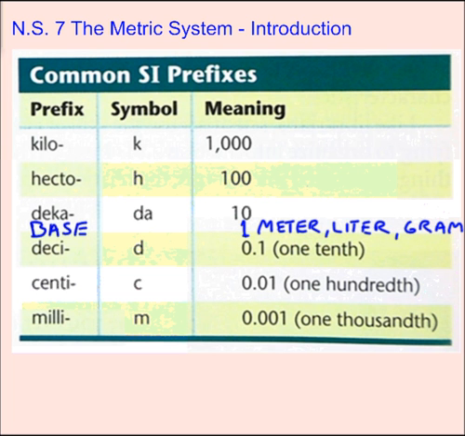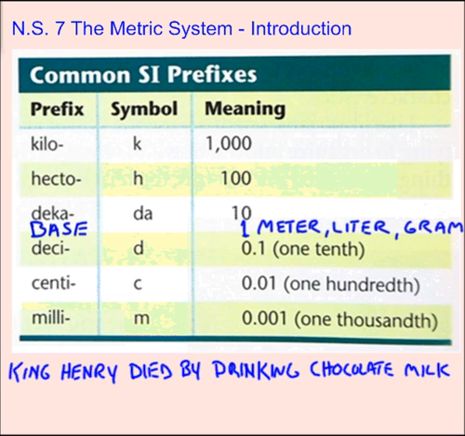Now, there is a way to help remember these prefixes in order. It's a silly little sentence that I've heard students use before. King Henry died by drinking chocolate milk. The K can remind you of kilo, the H for hecto, the D for deca, B for base, D for deci, centi, and milli.